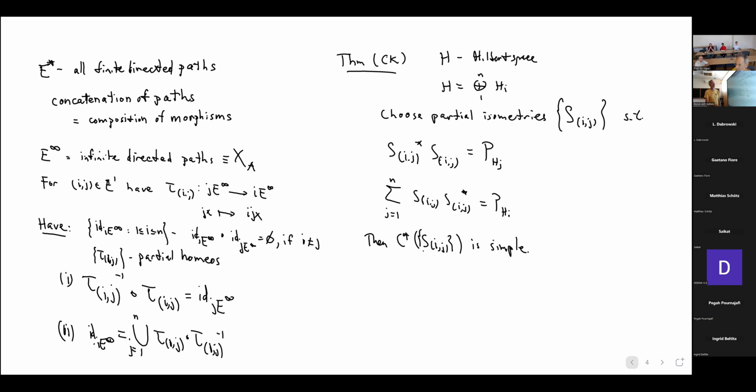I didn't write A anywhere, but I'm using these pairs I, J, and that was supposed to recall that here's the matrix A, right? The IJs are only those that are allowable according to the matrix A. So the matrix A is always in the picture in this theorem. Maybe we choose partial isometries given by A. Well, I would write so where A(I,J) equals 1. Yes, I see. You're right, it's important.